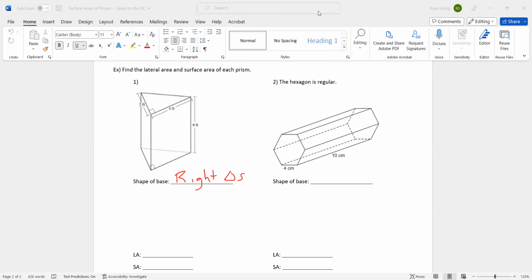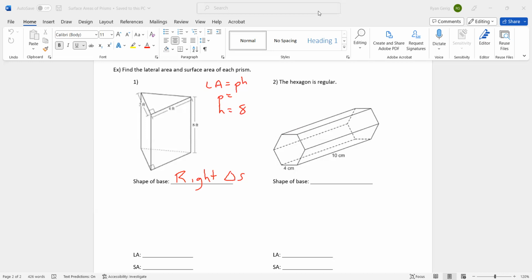All right. So the lateral area, I'll do that up here, equals pH, where P is the perimeter of the base and H is the height of the prism. Now, don't get mixed up here. The height of the prism is different than the height of the triangle. The triangle has a height of 3 feet. The height of the prism, though, is 8 feet. We have that already. The perimeter, we do not.